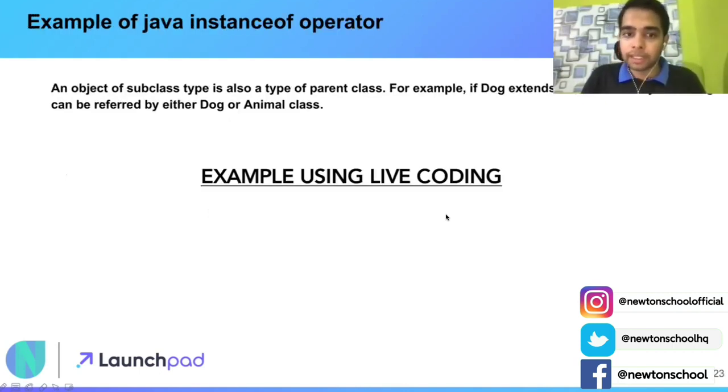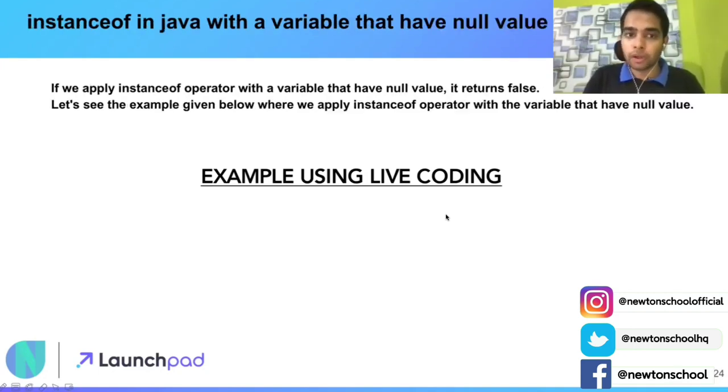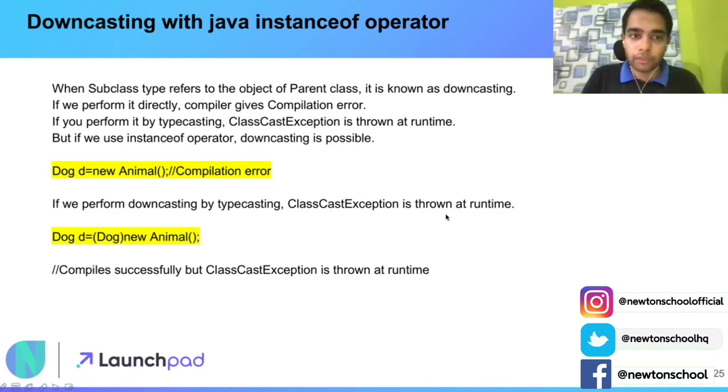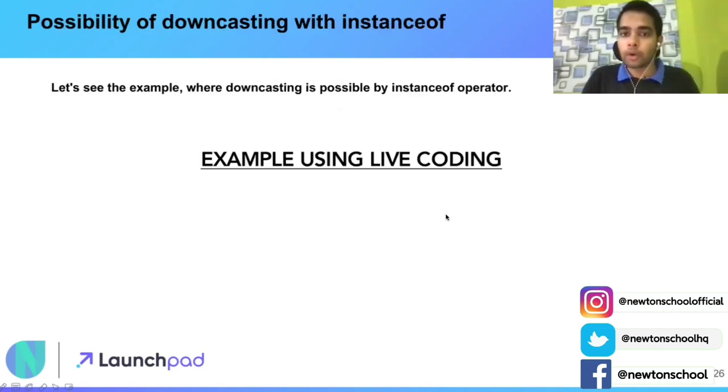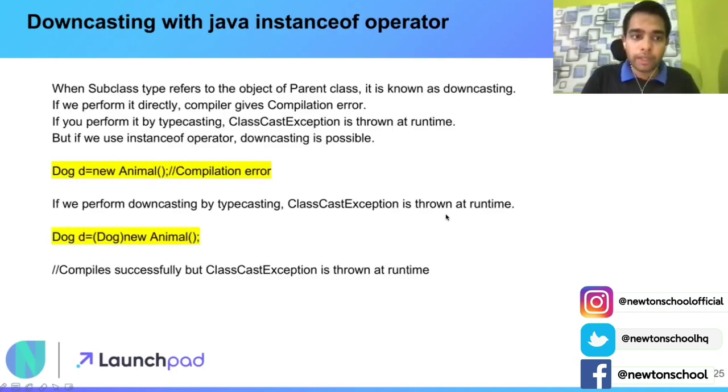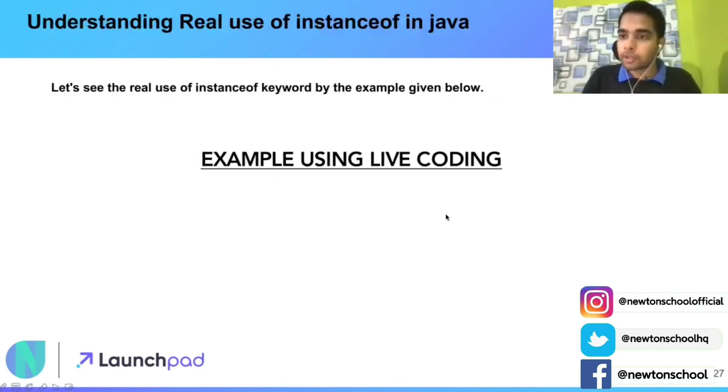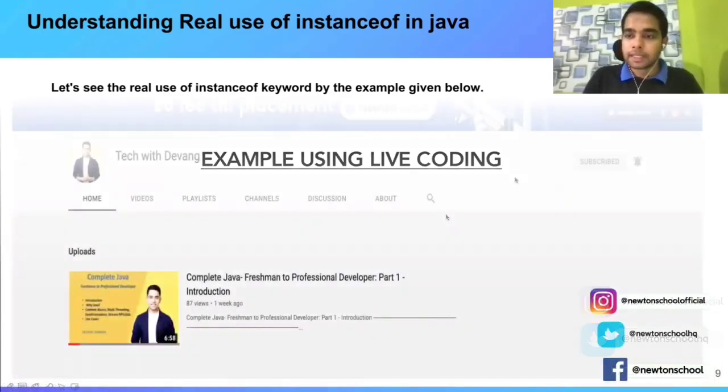Then we saw a practical example. Then we saw the example using coding, for the class Dog that extends Animal. So for an object of type Dog, it will always be true for instanceof Dog as well as instanceof Animal. Then we saw the null cases, where the output was false. Then we talked about downcasting with examples of the instanceof operator and how it was possible. Without the instanceof operator, if you try to downcast directly, this will give you a compilation error, and if you try to typecast it, it will give you a ClassCastException at runtime. The only way was to use the instanceof operator. Then we understood the real use case example with coding, using upcasting as well as downcasting with the instanceof operator.